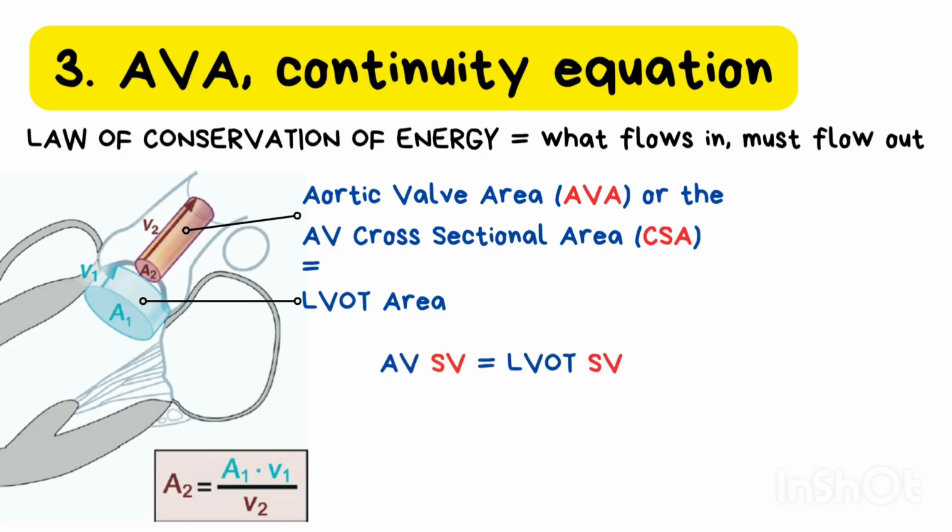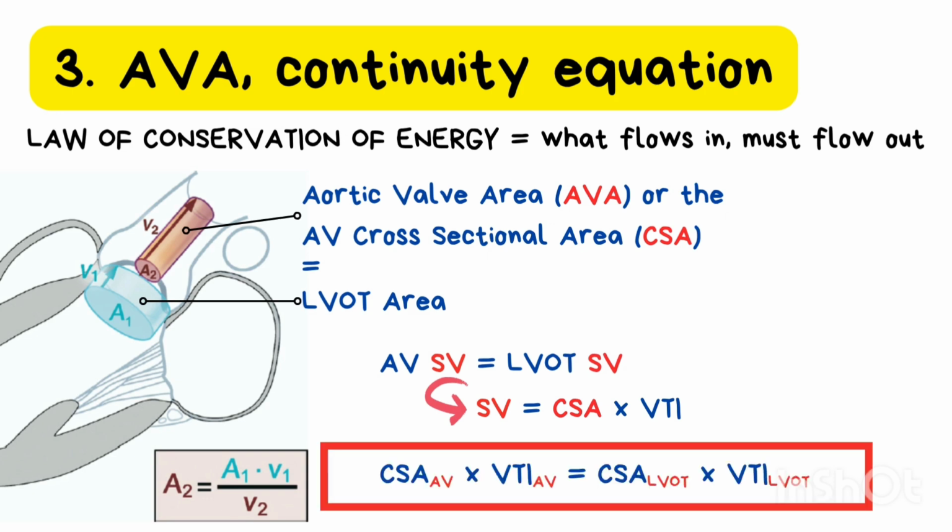So how does that apply to our echo measurements? The equation assumes that the stroke volume, or the amount of blood ejected through the aortic valve, is equal to the stroke volume measured at the LVOT. In this context, stroke volume is CSA multiplied by the VTI. So putting all of that together, the amount of blood, that is the VTI, that will go through the cross-sectional area of the aortic valve must equal the amount of blood going through the cross-sectional area of the LVOT.